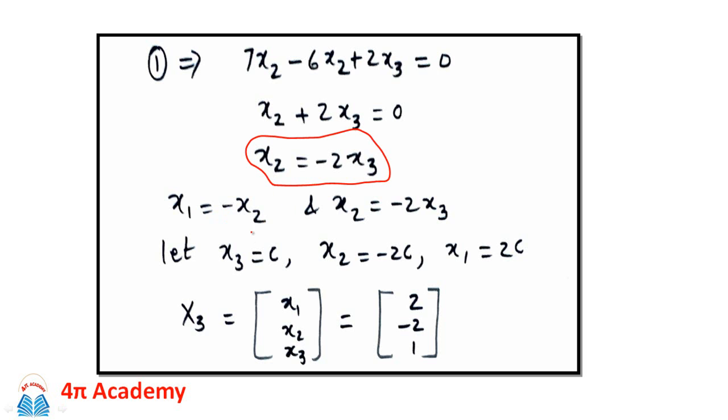And from the previous equations we have seen that x1 is equal to minus x2 and x2 is equal to minus 2 times x3. So let us say that x3 is equal to c. Then x2 will be equal to minus 2c and x1 is equal to 2c. So we can write the eigenvector as x1, x2, x3, which are 2, minus 2 and 1.